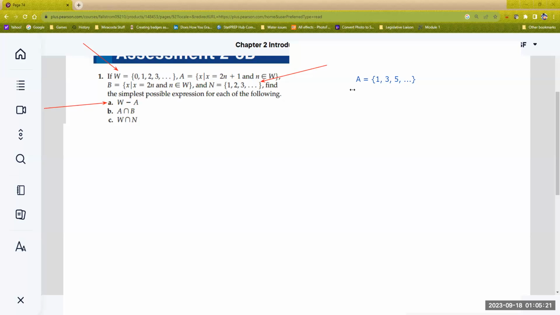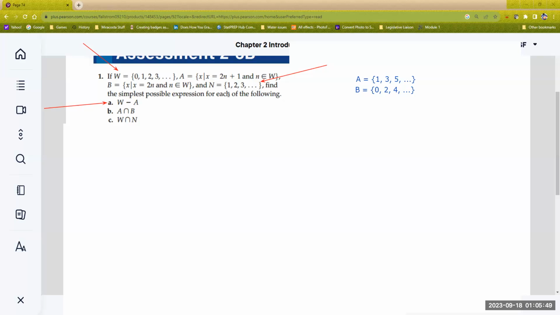And then go down and do the same thing for B. Just jot down, see what's in B. So B says it's the set of all numbers x as long as x is equal to 2 times n, and n is a whole number. So put in the whole numbers, put in 0. 2 times 0 is 0. So put 0 in your set. 2 times 1 is 2, right? 2 times 2 is 4. 2 times 3 is 6, and we could go on and on and on.